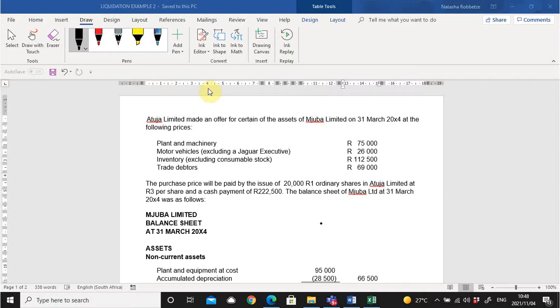I'm not sure how to pronounce the names of these entities, so I'm just going to call it A Limited and M Limited. A Limited made an offer for certain of the assets of M Limited on the 31st of March 2004 at the following prices. They're taking over the plant and machinery, 75,000, also the motor vehicles, excluding a Jaguar. Normally they put these notes like excluding blah blah, just underline it, because these are sold then to another third party later, and we will then include them in our step number 6.